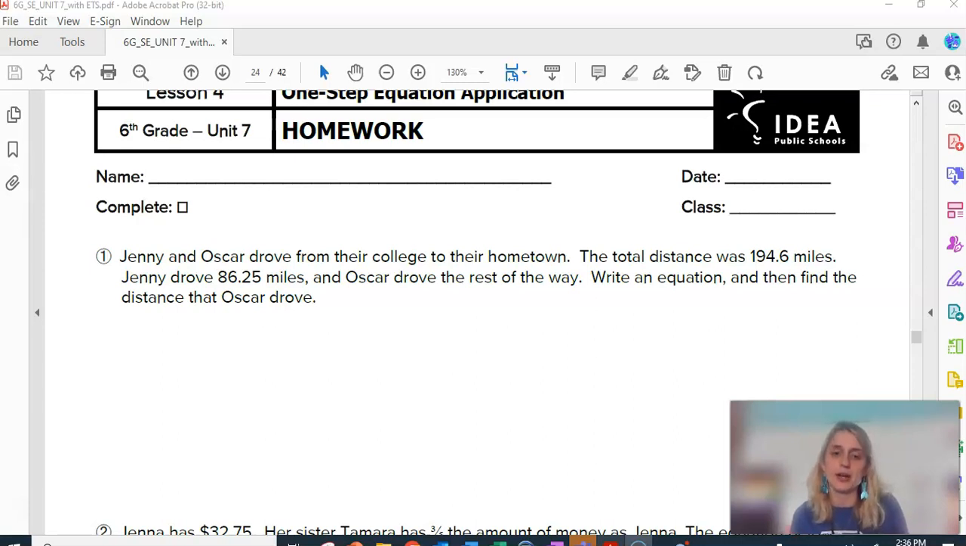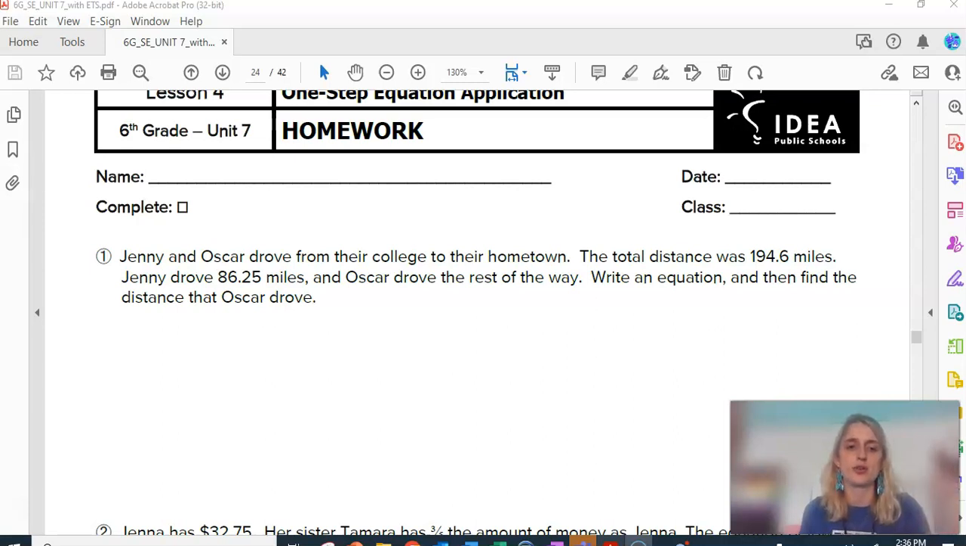Okay, so they are word problems that we're writing equations for. My best advice is to read each problem a couple times. The first read through, I want you to think about, what do I not know? What number is missing that I have to figure out?